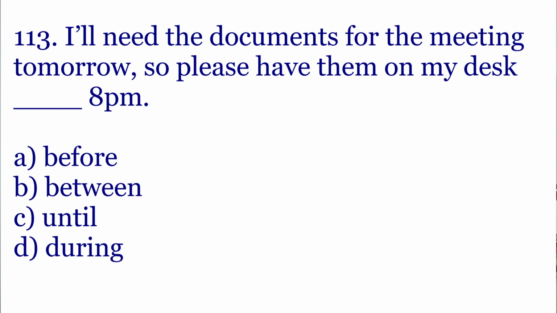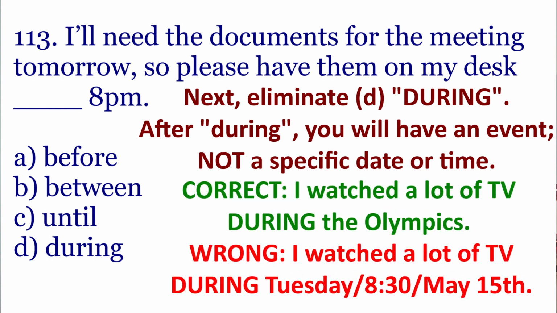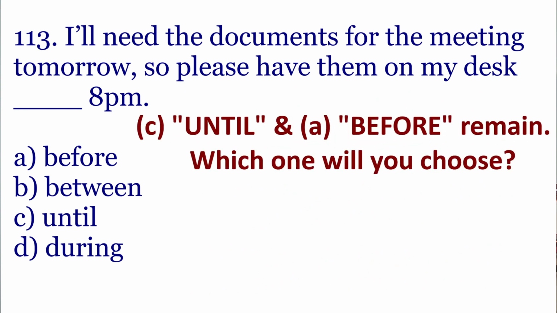We eliminate during, which is D, because after during, you will have an event. You will not have a specific time or specific date. For example, I watched a lot of TV during the Olympics. That's fine. But if you said, I watched a lot of TV during Tuesday, strange. I watched a lot of TV during 8:30, strange. So eliminate during. So now we have C and A.